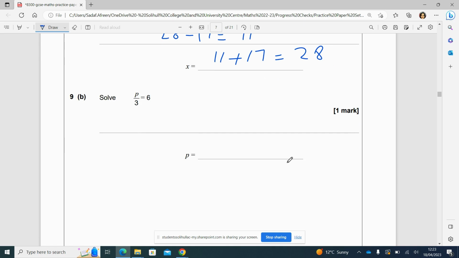9b says p over 3 equals 6. You need to work out the value of p. Because we are dividing a number which we don't know by 3, and that gives you an answer of 6, we do the opposite to find the value of p. That will be p equals 6 times 3, which gives you 18 altogether.